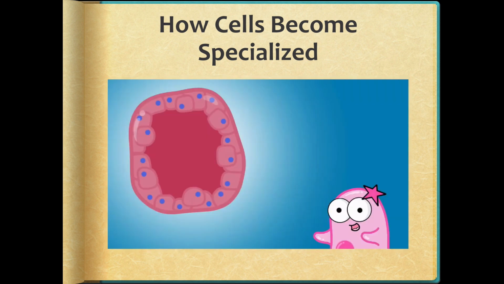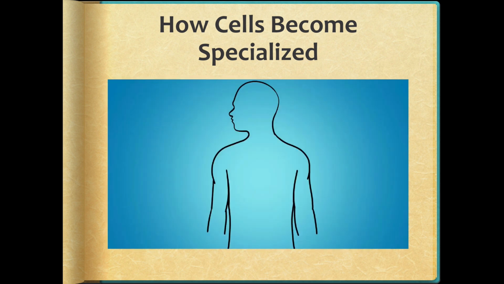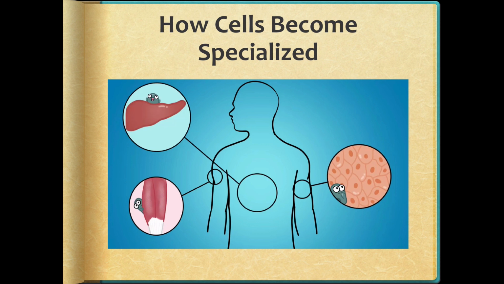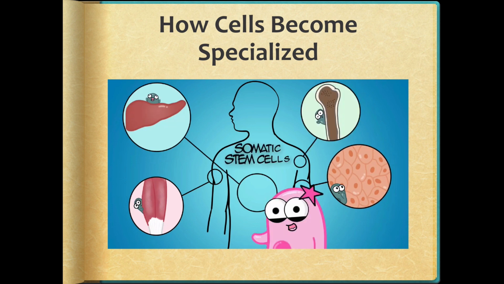But not all stem cells are found in a developing embryo. Stem cells can also be found in your body as well, like your muscles, skin, liver, bone marrow, just to name a few. These are often called somatic stem cells.